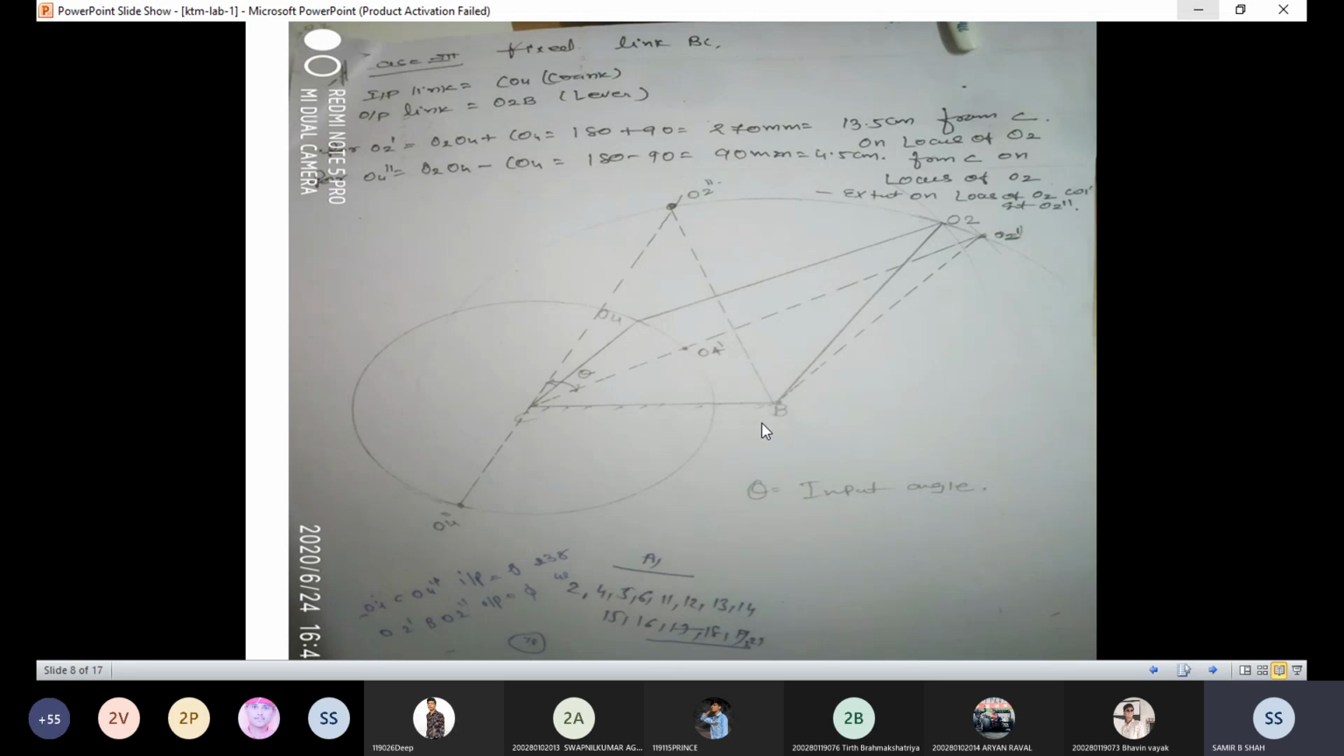In this way, we say that it is a four bar chain mechanism. That's why we get four inversions. Suppose there are more links, like 6 links or 7 links, then that kind of inversion we are creating. Okay.